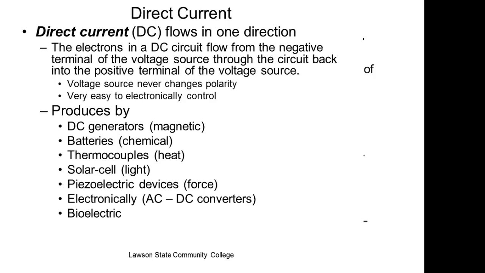DC flows in one direction. Everybody okay? Electrons are moving in one direction. So here we have a minus and we have a plus. Electron flow is from minus to plus. Are we okay? Any questions there? It's produced by DC generators, batteries, thermocouples, solar cells, piezoelectric devices, electronically with an AC to DC converter, and then bioelectric, like us. So we're bioelectric. We create electricity.